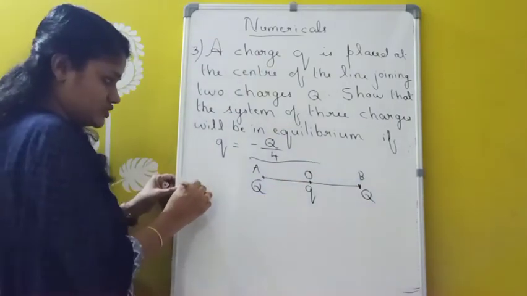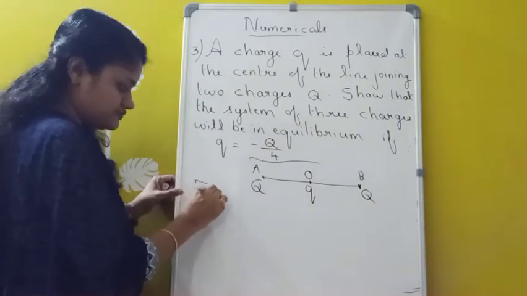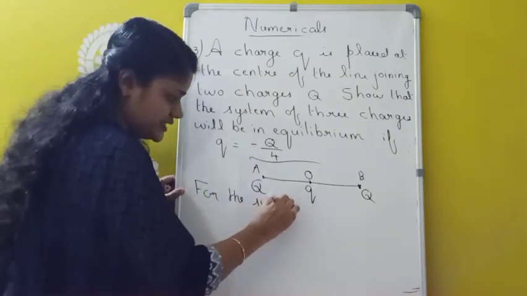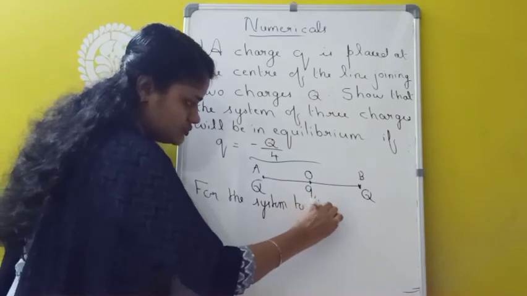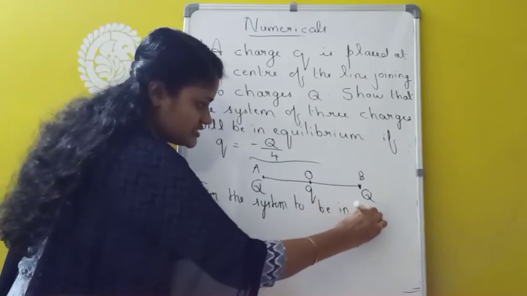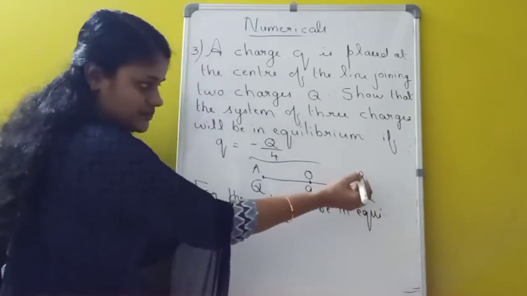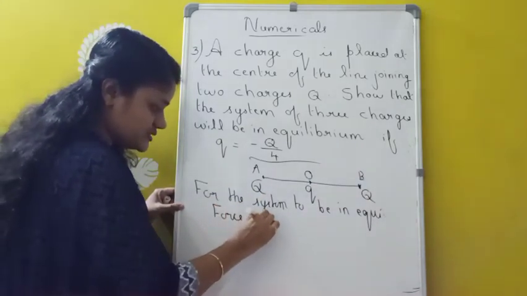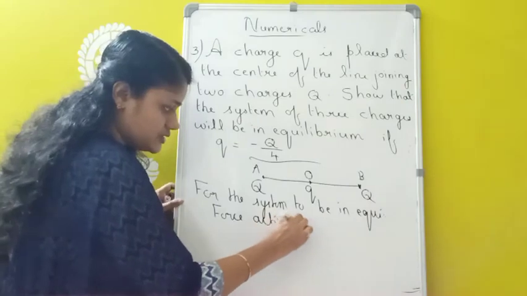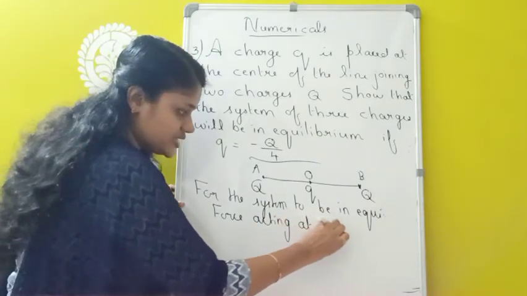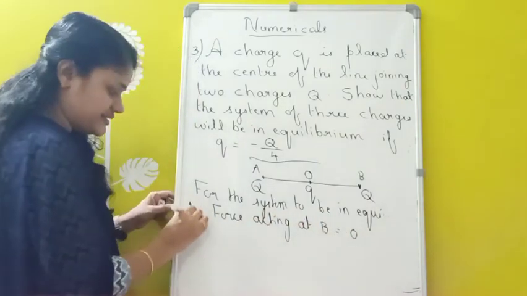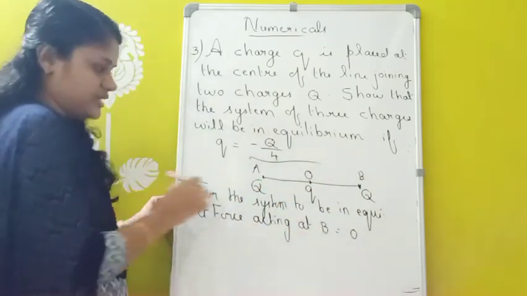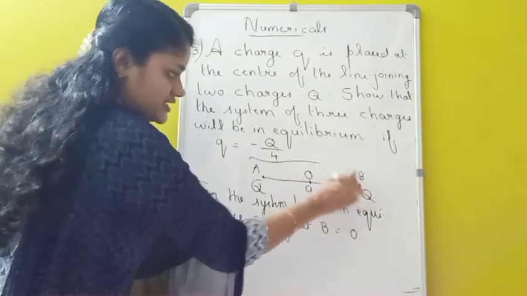So at point B, for the system to be in equilibrium, what is the condition? Here, suppose I am taking this point, the net force acting at B must be equal to 0. So the net force acting at point B must be equal to 0. Okay. So what is the net force acting at this point B?